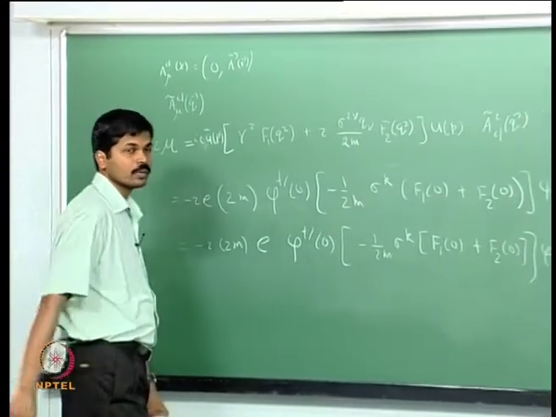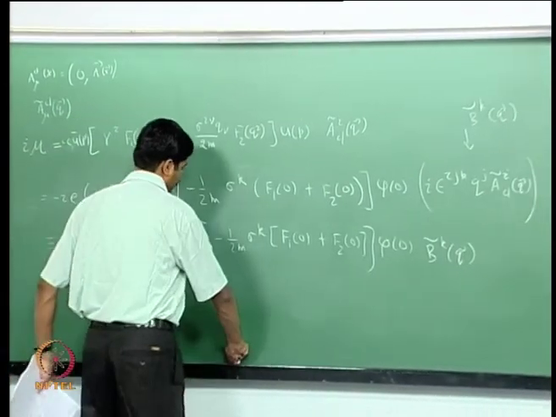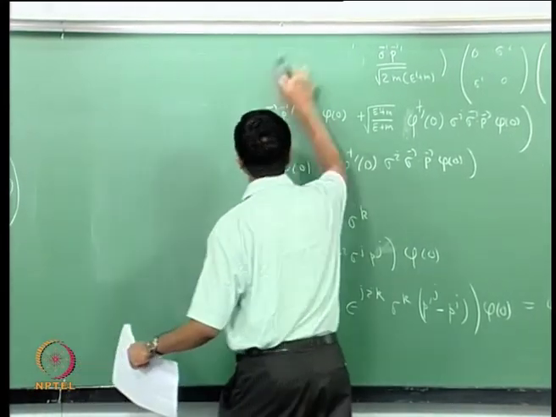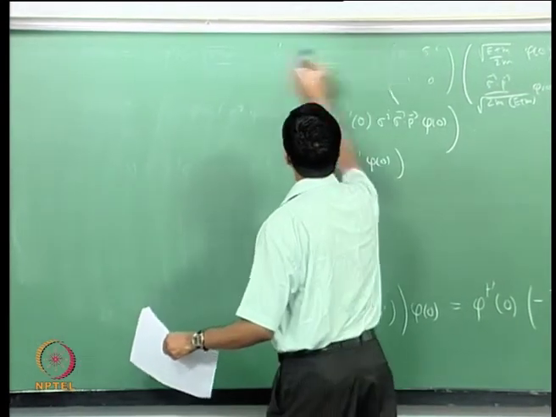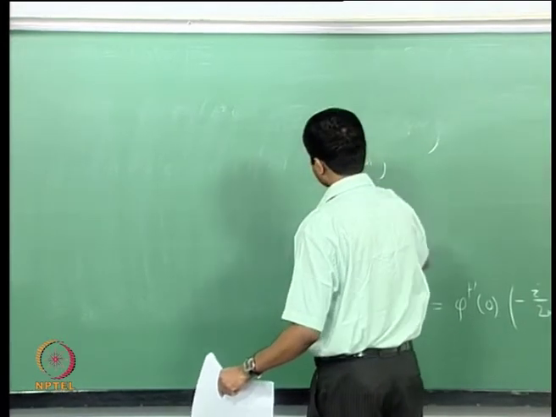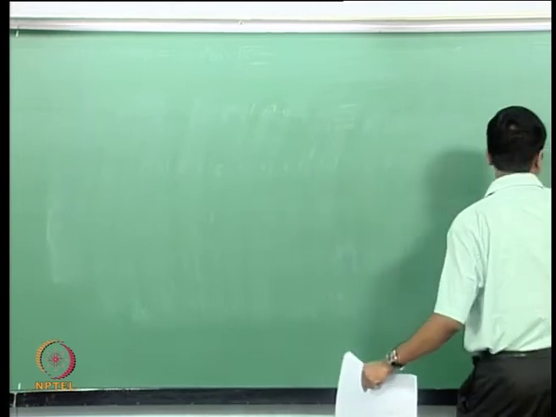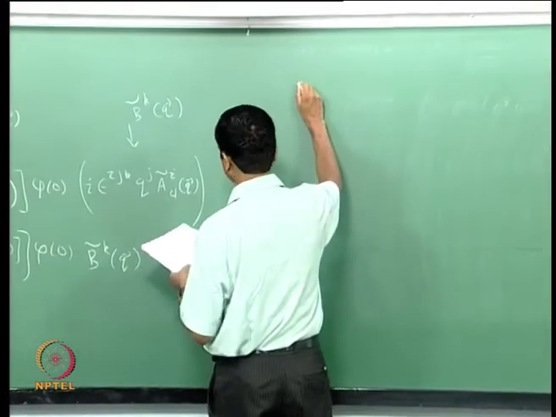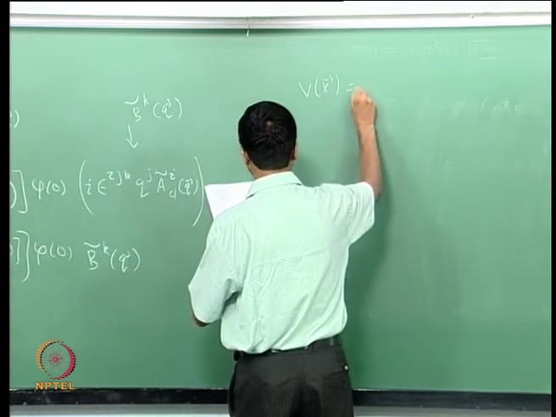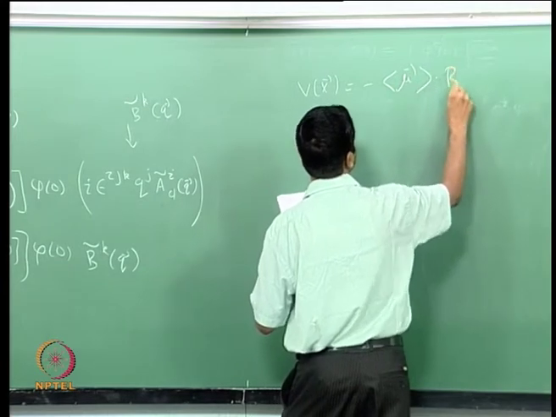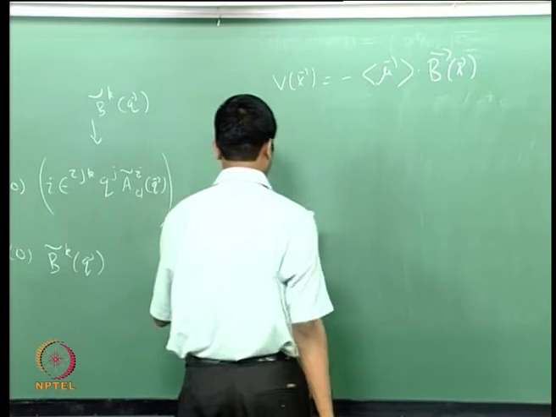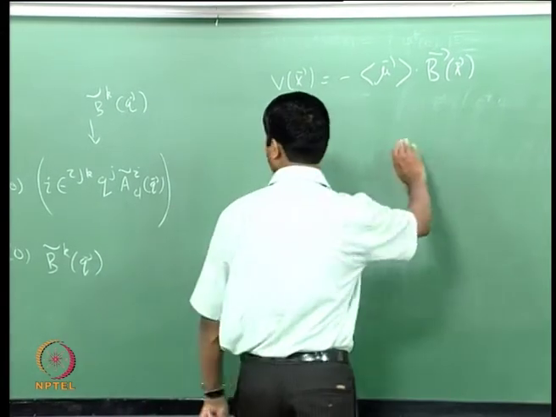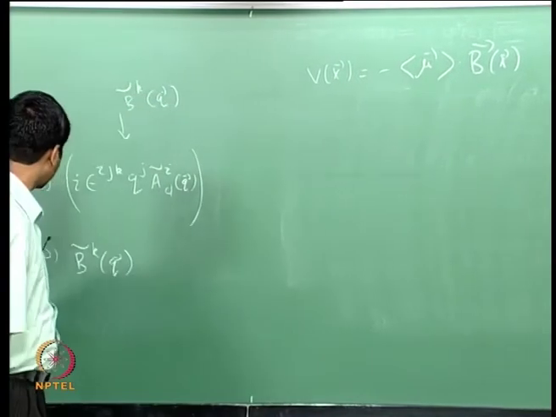So this quantity, if you take a potential, which is minus mu dot B of x, then you just consider the scattering of an electron from this potential and use the Born approximation to evaluate the amplitude. This is what you are going to get.